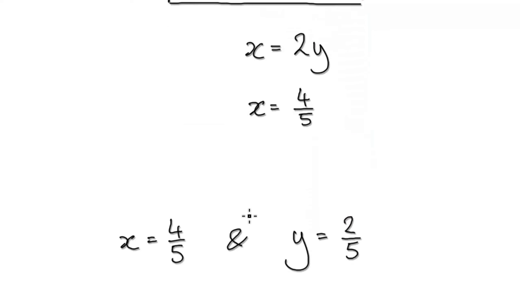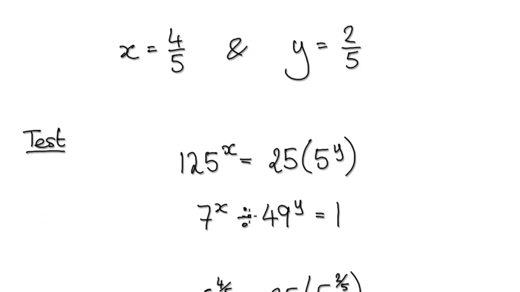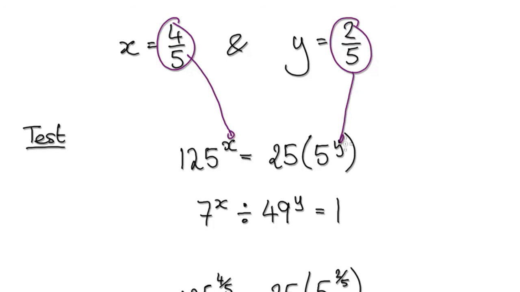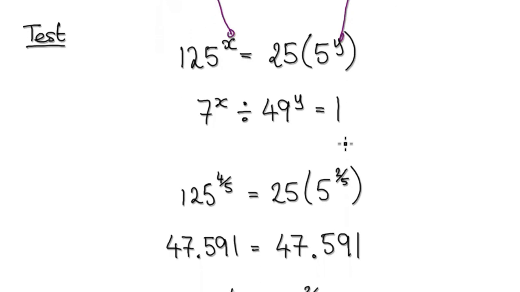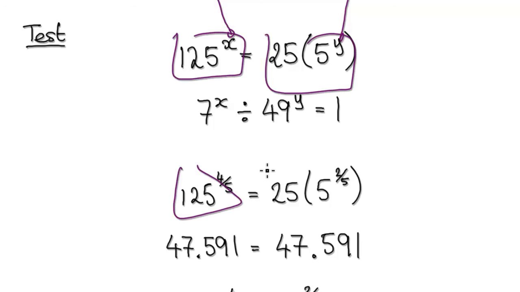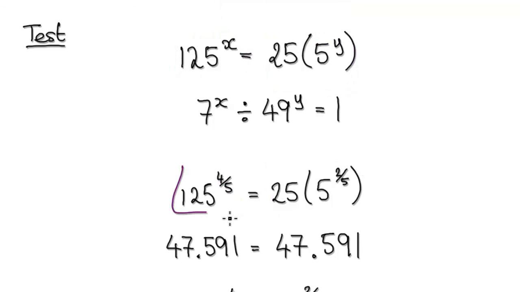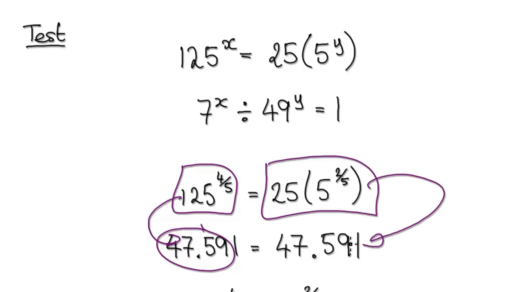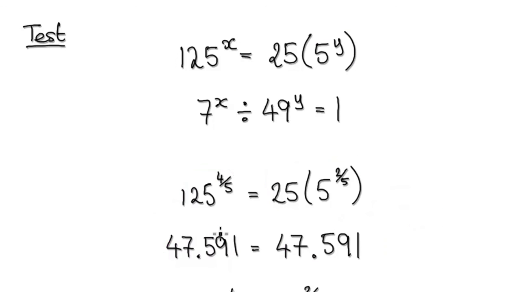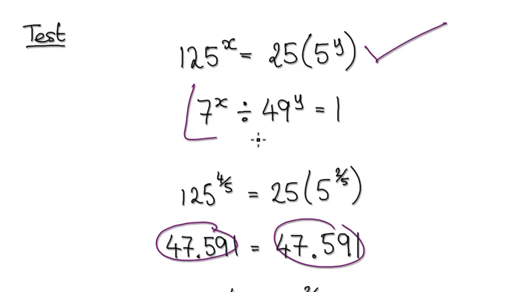So we know x equals this, and we know y equals this. Now let's test it. So let's put this back into here. So this thing here will become this. This thing here will then become this. Jump to a calculator, punch this in, that will then give you this. Jump to a calculator, punch this in, that will then give you this. So these two are the same, which means that this must be correct. Now we need to test this.